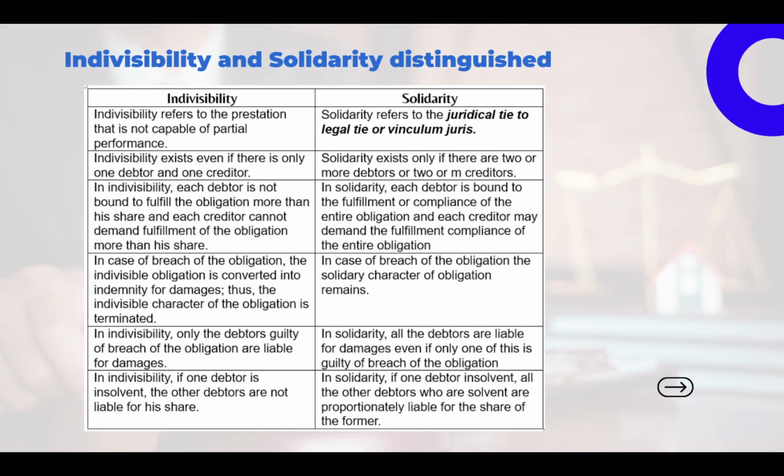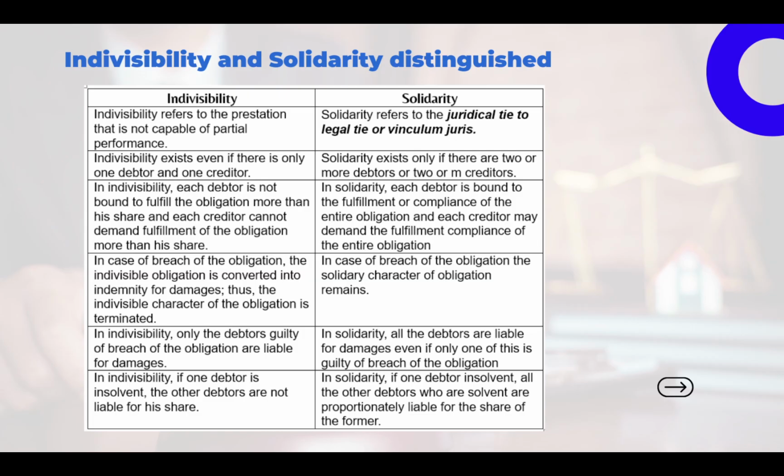May kaibahan bang indivisible sa solidarity? Meron. Sa class, kasi pag sinabi nyo indivisible, pwedeng hati-hati ang obligation. Pinag-uusapan dito is the prestation. Unlike the solidarity doon sa kabila, ito naman ang pinag-uusapan dito is the juridical tie. It refers to the creditors and debtor.